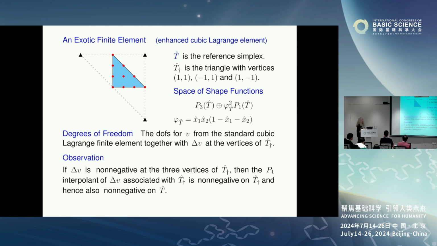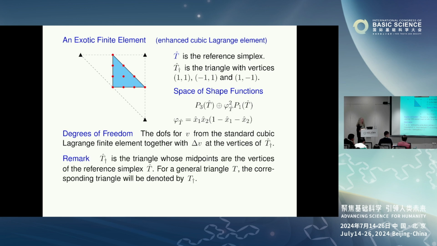So here's a useful observation. If Laplacian of V is non-negative at the 3 vertices of the larger triangle, then the P1 interpolant of Laplacian V associated with the larger triangle is non-negative on the larger triangle, and therefore it's also non-negative on our reference triangle in blue. This is how we enforce the convexity of our approximate solution. So T hat dagger is the triangle whose midpoints are the vertices of the reference simplex T hat. For a general triangle T, the corresponding triangle will be denoted by T dagger.